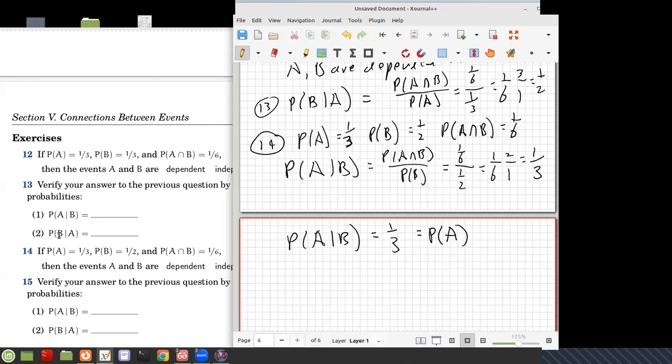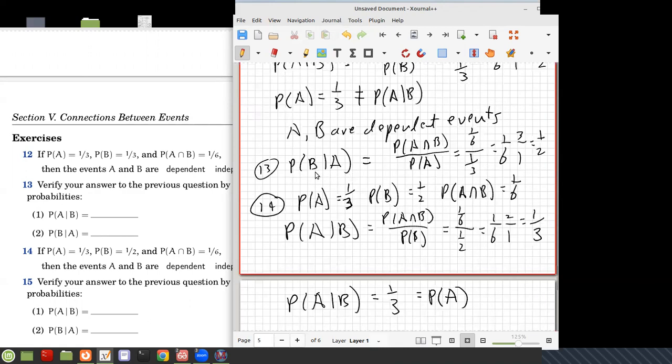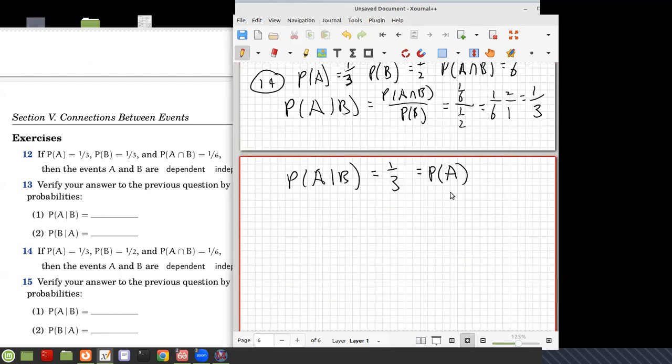Now, the reason for looking at them both ways: if these events are dependent, neither of these should equal, this should not equal P of B, this should not equal P of A. And that's what actually occurs, because up here P of B given A is 1/2, and the probability of B is 1/3. So the fact that neither one of these is equal to the probability of A or the probability of B confirms that A and B are dependent. But here it's sort of a question: is it really going to be?